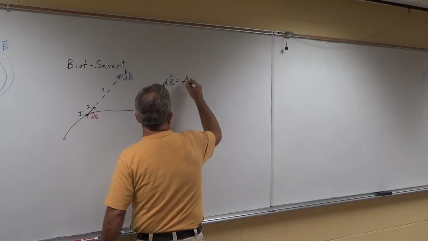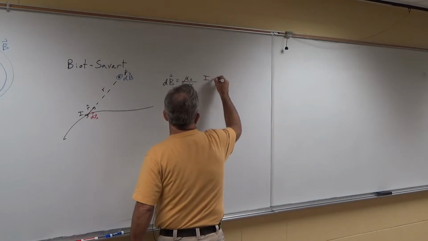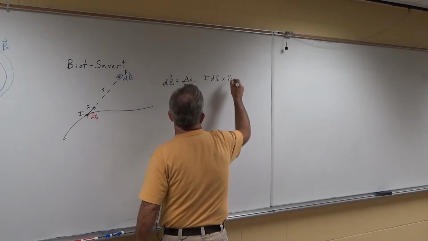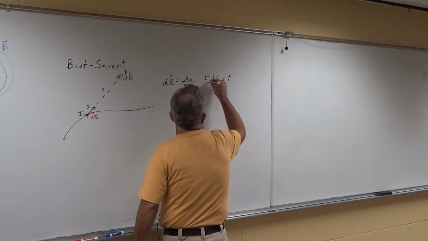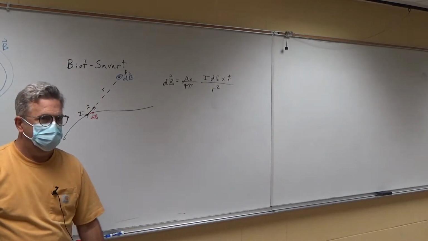Mu naught over 4 pi times I ds cross r hat, divided by r squared. My writing is not so good. Okay.